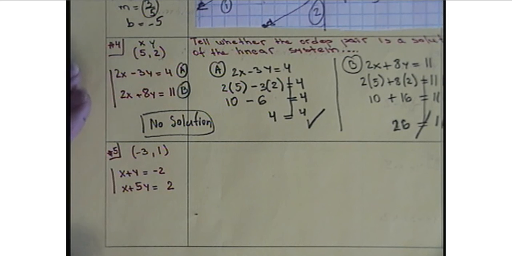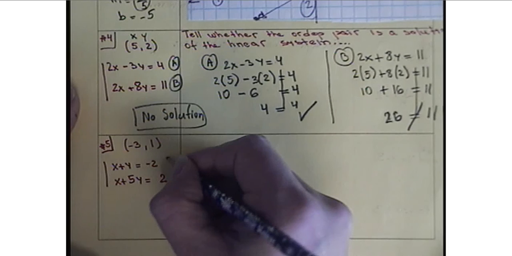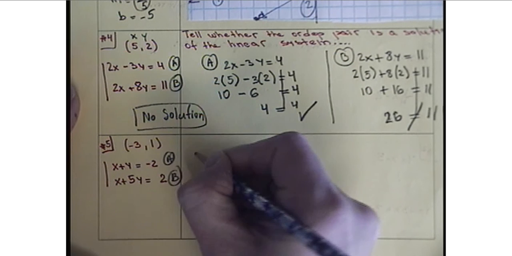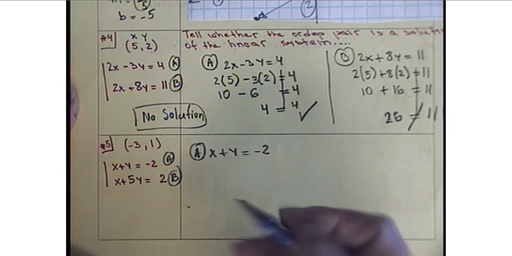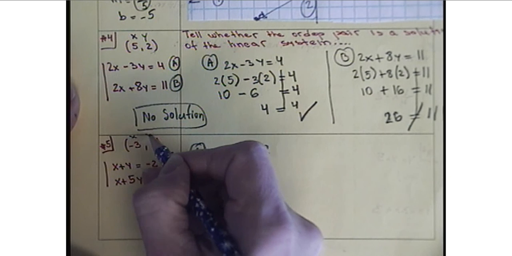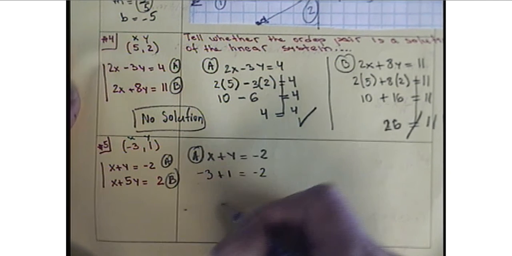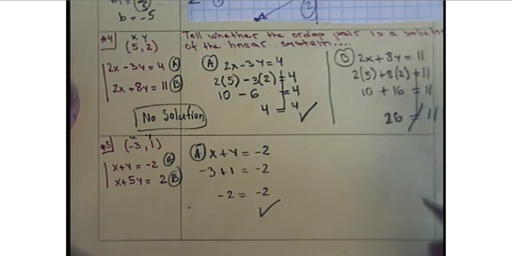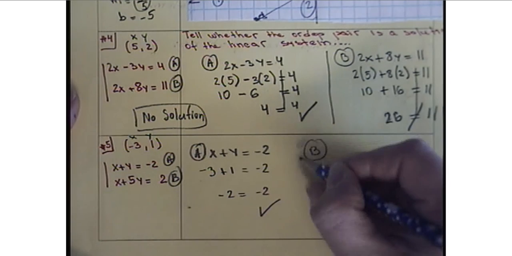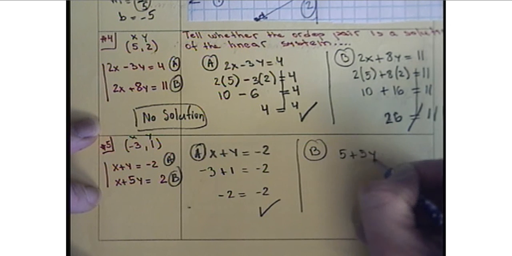All right, next problem. What do we have here? We have equations A and B. So A is x plus y equals -2. In this case, x is -3, y is 1. So -3 plus 1 equals -2. -2 is equal to -2, check mark. Awesome. Equation B, on the other hand, we have x plus 5y equals 2.